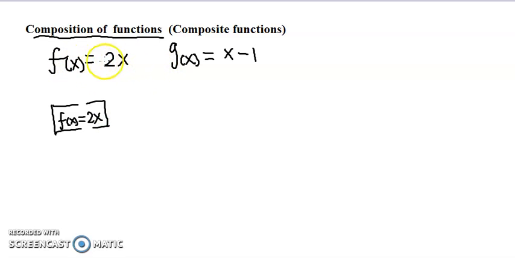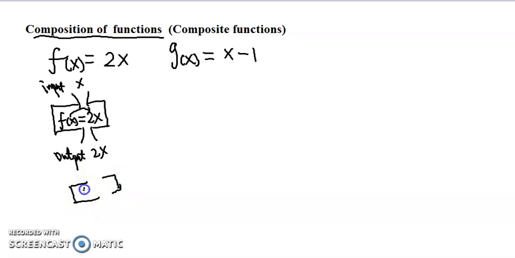Maybe we can start with the f function, and when we put a number in here, let's put x in there. The input is represented by x and the output is represented by 2x. When we put an x in there, this function called f is going to change x to 2x. So this is called the input, and we're going to get an output 2x. Then we take this output 2x and put it into the second function g of x and see what we get. When we put it in there, what's going to come out? This is the question.